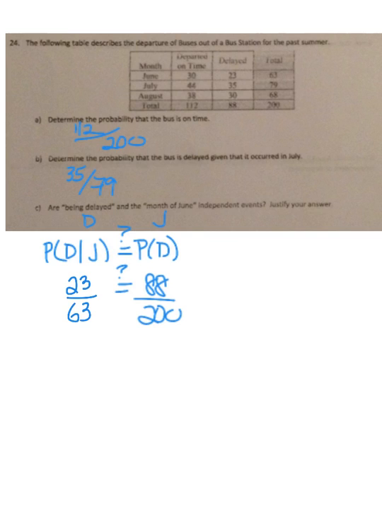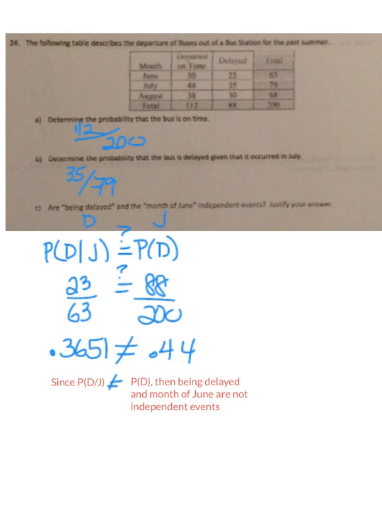All right, so then you just put each of these separately in your calculator. So this one over here will be 0.3651. And on the right here, I have 0.44. Okay, so then are the events being delayed and the month of June independent events? No, they're not. And there would be your statement. Again, make sure you have all this written in your notes.